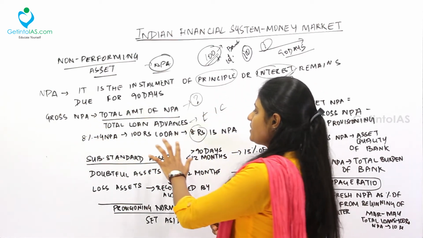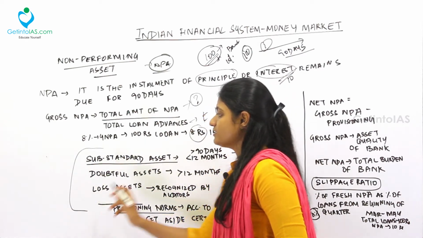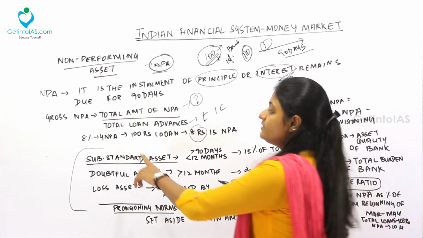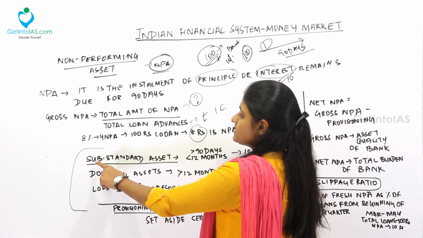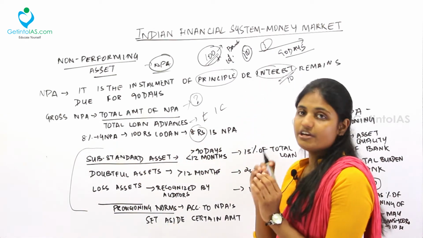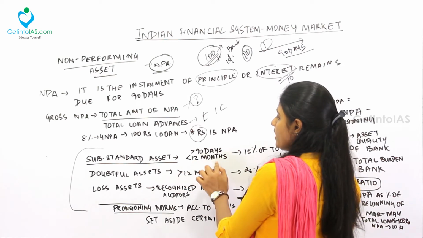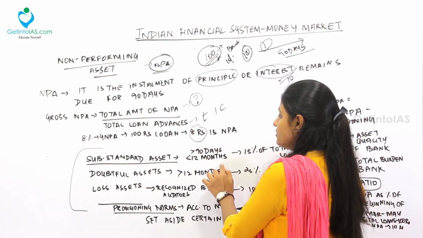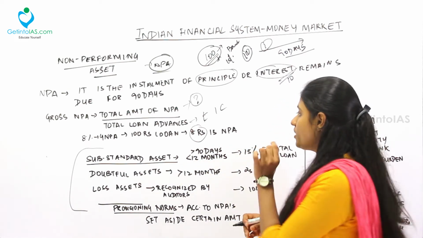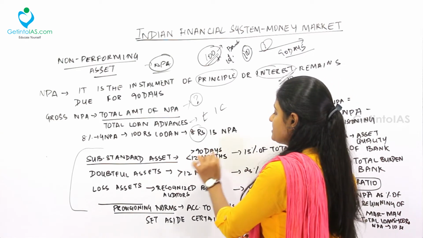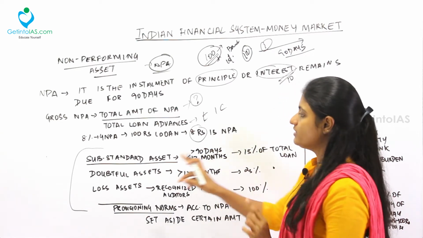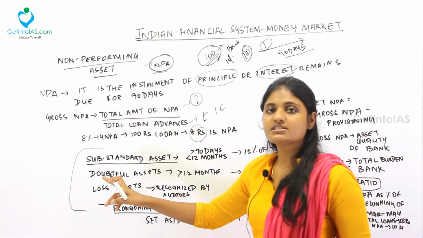Fine. Next, moving to the types of NPAs, non-performing asset. There are 3 types of NPAs. First one is the substandard asset. If the principal or interest is not paid for more than 90 days and within 12 months, it is called a substandard asset. What is a doubtful asset?